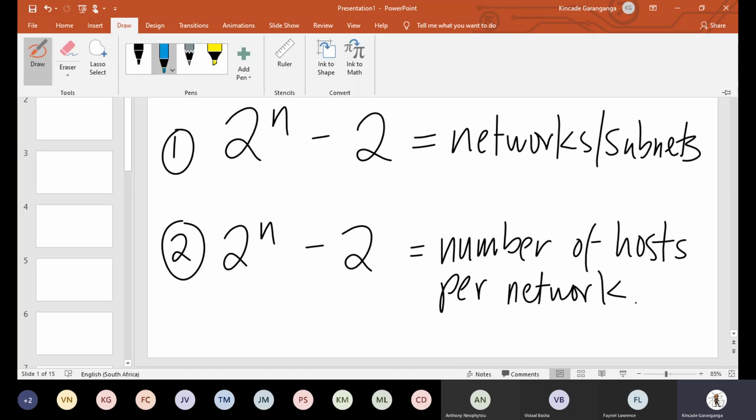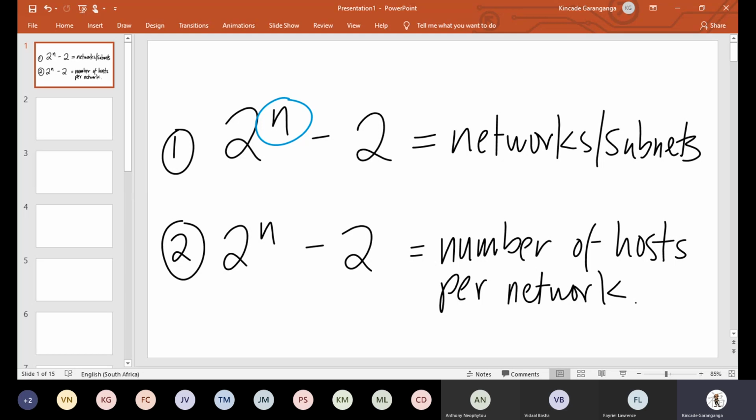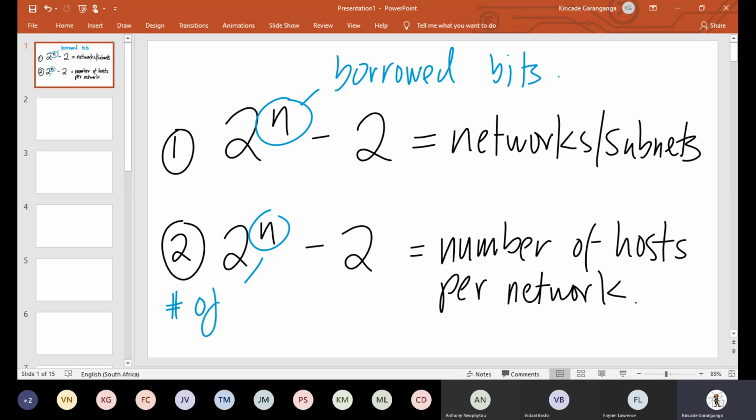So ultimately, what this means is that our unknown n, in the first equation, is what they call borrowed bits. We'll look at how we can use that in a moment. And then our unknown in the second version of that formula is equal to the number of zeros in a subnet mask. Those are the unknowns as far as your specific setup is concerned.